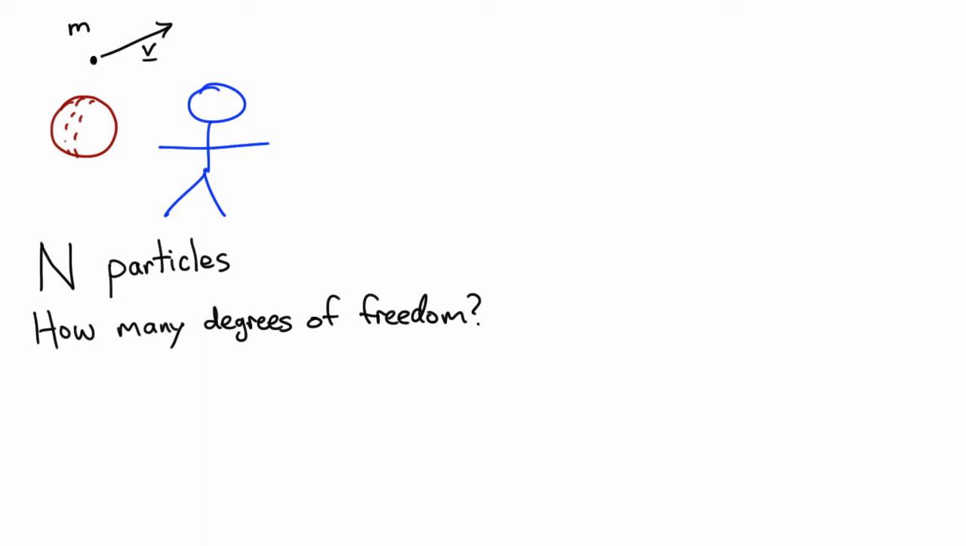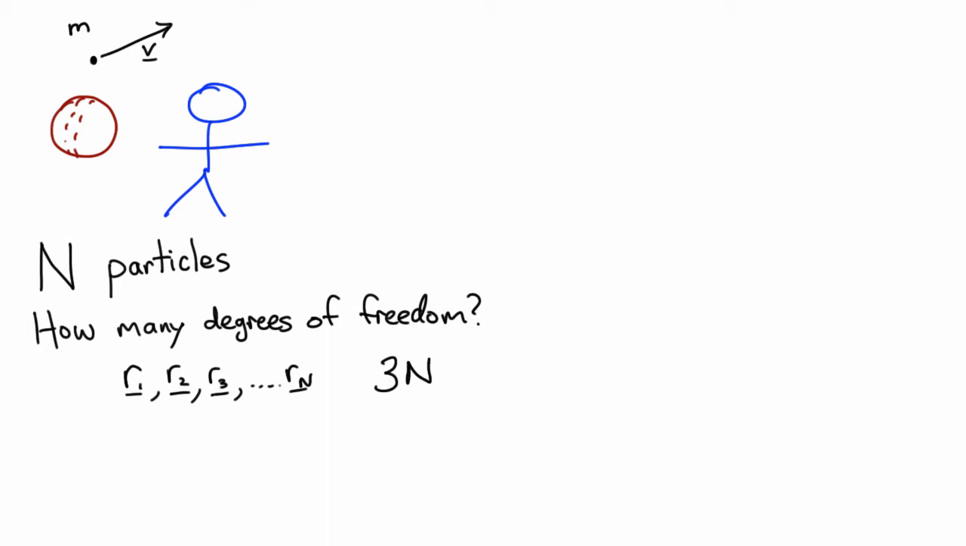The answer is each particle has to be described by a vector. So the first particle will be described by vector r1, the second one by vector r2, and each of these vectors requires 3 degrees of freedom, because it's got an x, a y, and a z in 3-space. And so therefore the total number of real numbers we need is 3n.